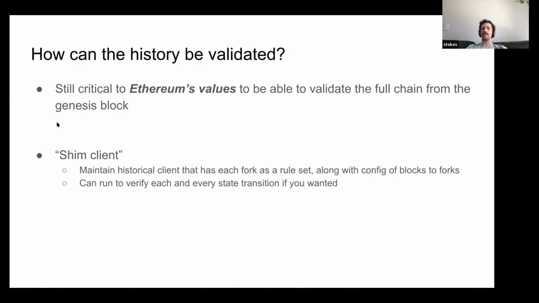Like I said, it's very critical to Ethereum's values, because even if we get rid of this guarantee at the core protocol layer, for example if the peer-to-peer networking layer no longer serves historic data, that's fine, but you still need to be able to say, as a user of the protocol, I need some way to validate. I don't want to necessarily have to rely on someone else. So how are we going to do that?